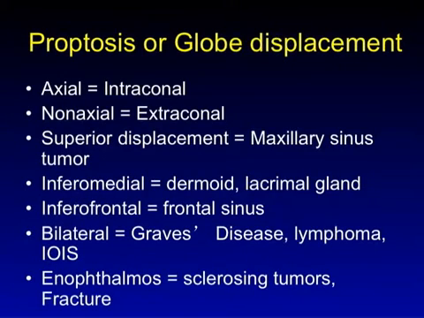So axial proptosis is typically intraconal, non-axial is extraconal. Superior displacement, again, think about the anatomy as it relates to the bony orbit. Maxillary sinus tumor, inframedial, dermoid, or lacrimal gland. Frontal sinus. Bilateral, the most common, Graves' disease, but think about lymphoma and idiopathic orbital inflammation. And a lot of people call that pseudotumor, but we don't like to call that here. And enophthalmos, which is sclerosing tumors or fractures.